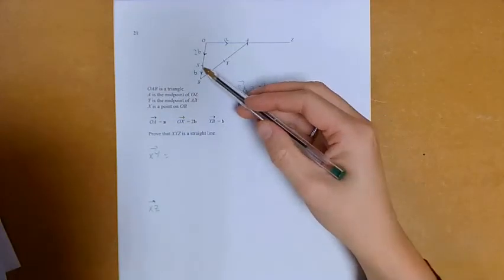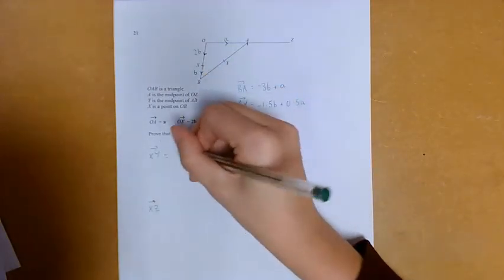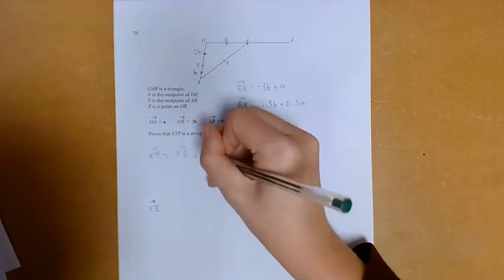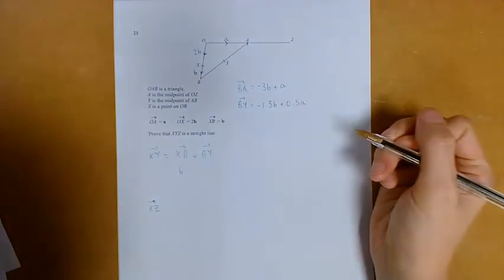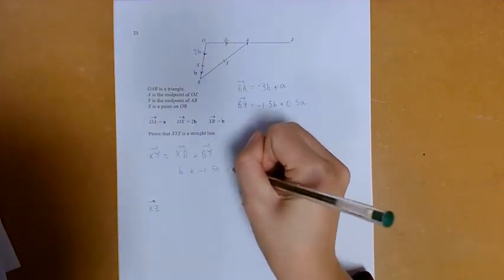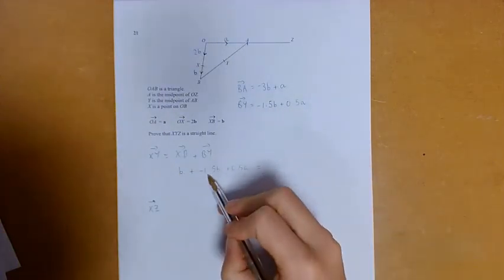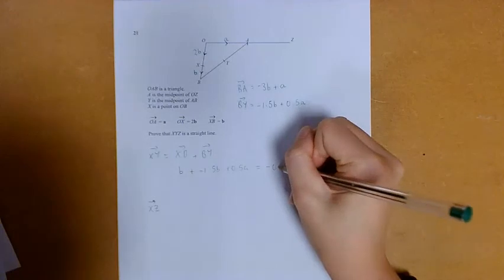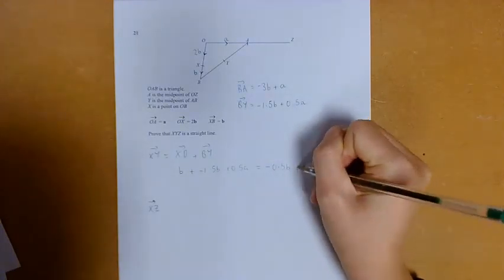If I then want to go from X to Y, I need to do this bit, X to B, and then I need to add on B to Y. X to B is b, and then B to Y is -1.5b, add 0.5a. Overall, we've got b, take away 1.5b, which is -0.5b, add 0.5a.